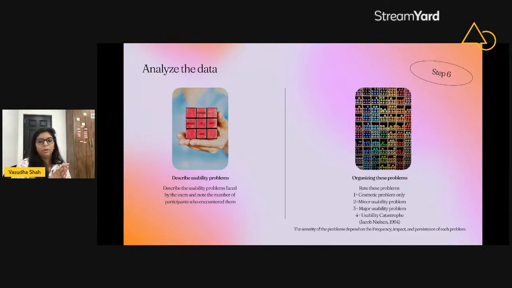So if you can just divide your tasks and try to organize these problems in a way that shows which one was a very major problem, and which one was an okay problem, where the users did not have a lot of problems while going through these tasks. So yeah.